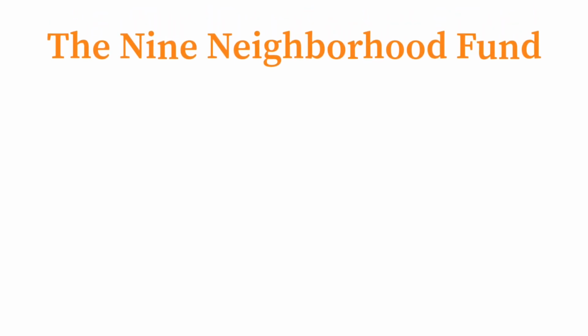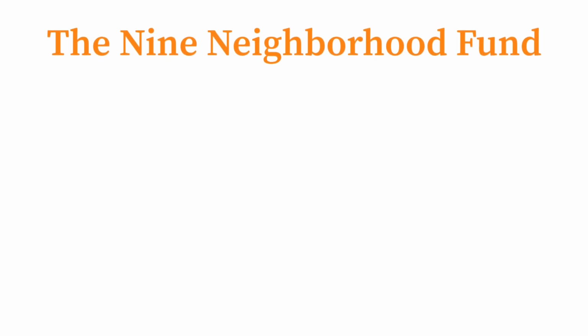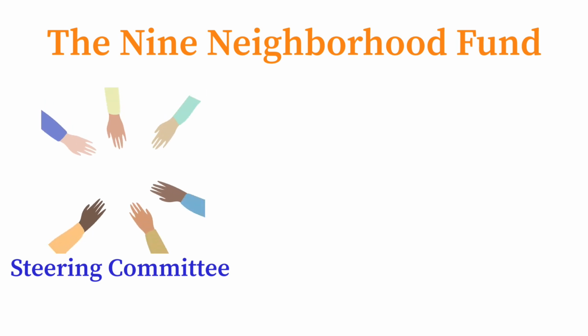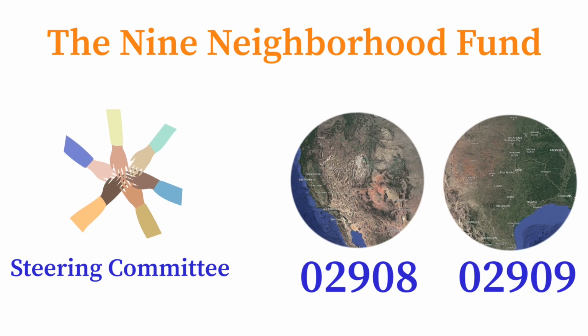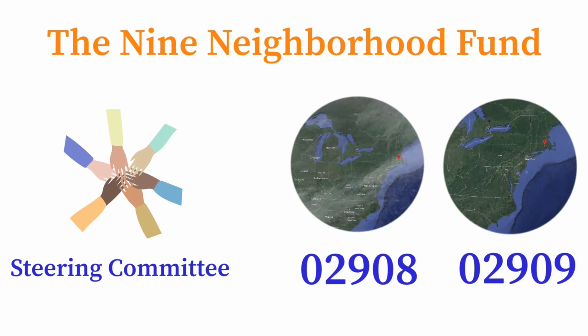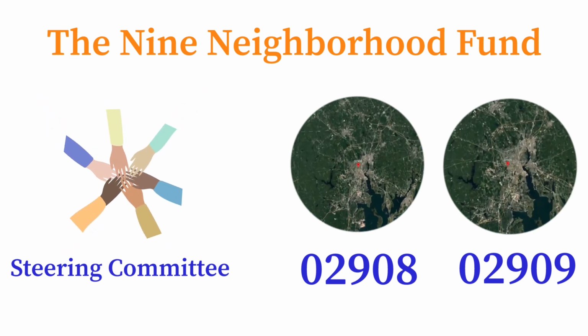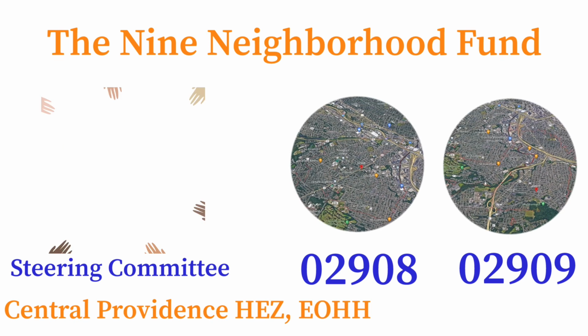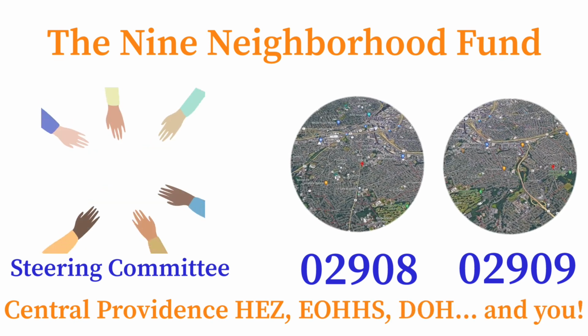The 9 Neighborhood Fund is the name of our participatory budgeting process, and this name was decided by our steering committee to acknowledge the 9 different neighborhoods that make up the 02908 and 02909 zip codes. This is a collaboration between the Central Providence Health Equity Zone, the Executive Office of Health and Human Services, the Department of Health, and you.